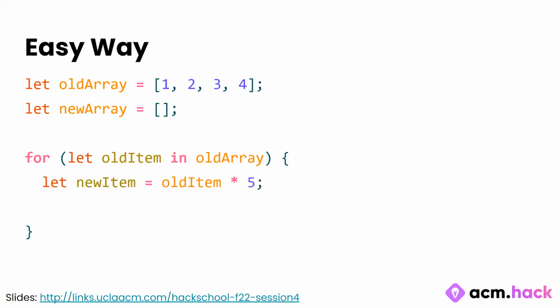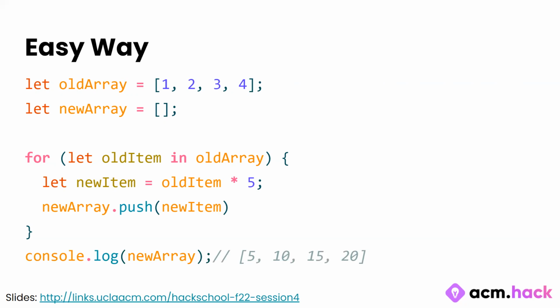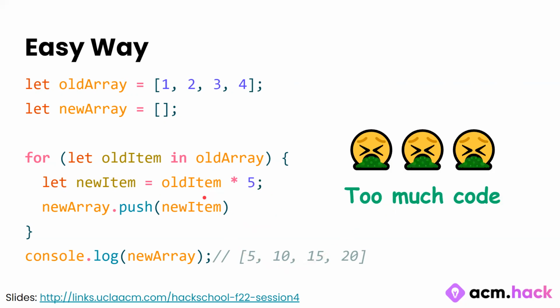For every item in an array, you can say, okay, I want the new item, and I want it to be the old item multiplied by 5. And then I want to push this new item into the new array. Okay, so this gives us our desired result. Okay, 5, 10, 15, and 20. But this is kind of a lot of code just for something so simple. You have to declare a new array, you have to do a for loop. It's really complicated, and just very difficult to look at. So it's really just the inconvenient way.